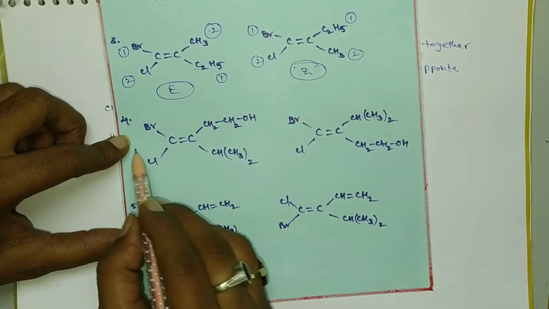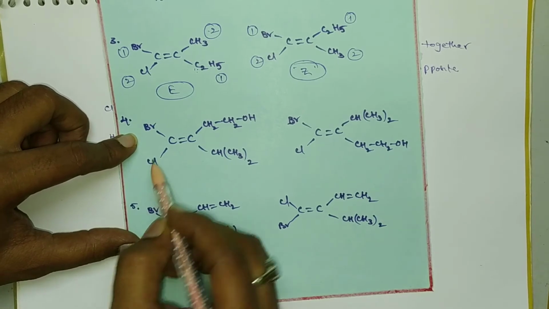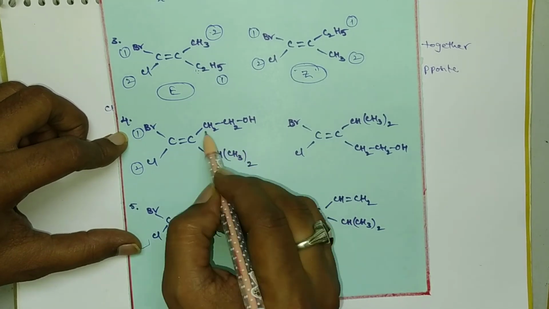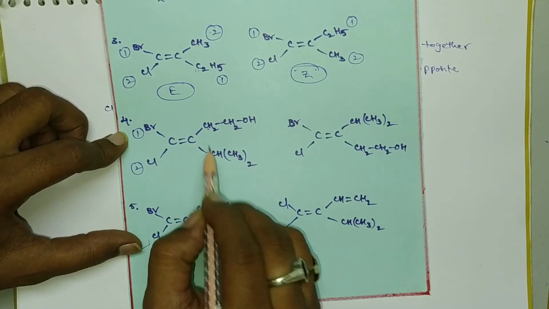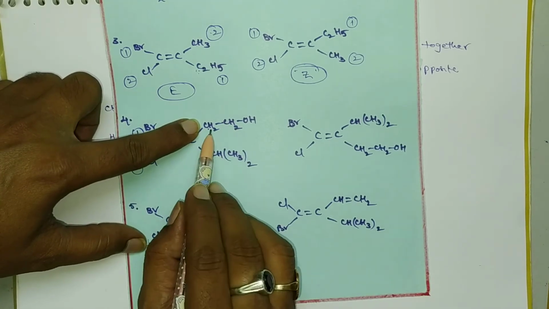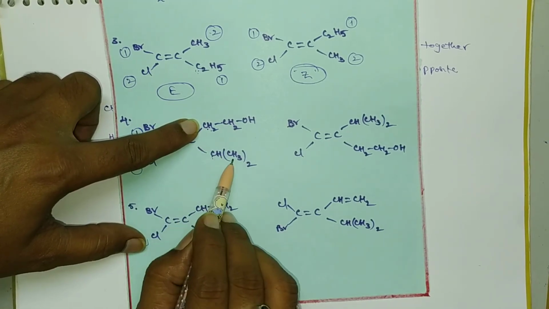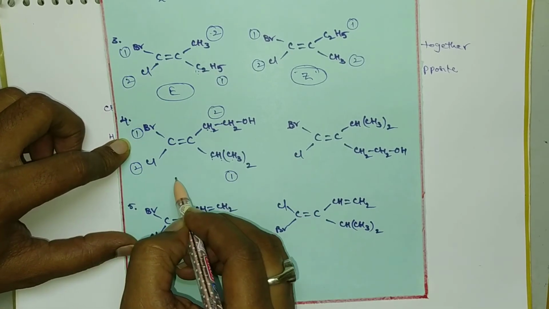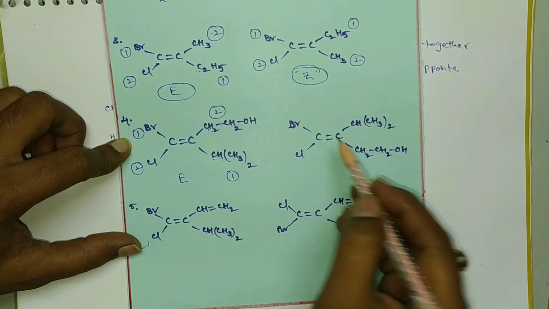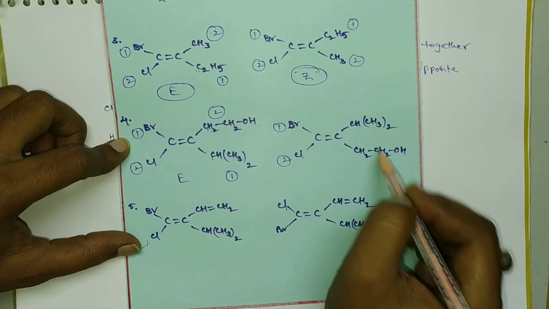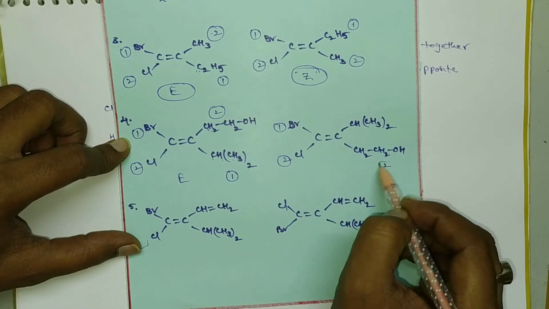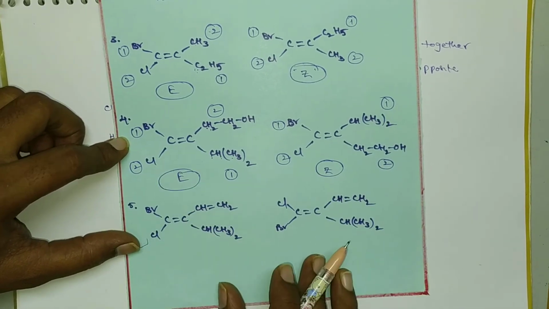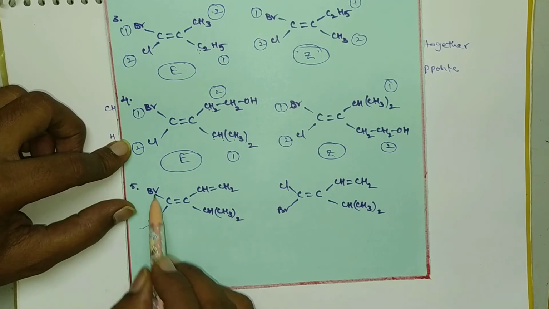Next, in this one, bromine and chlorine are there, so it is 1 and 2. Here carbon is there and here also carbon is there. But this carbon is attached to one carbon and two hydrogens, and this carbon is attached to two carbons and one hydrogen. So this will get highest priority, 1 and 2. So here it is trans, trans means E. Here both are exchanged, so this is second preference and this is first preference. So here it is cis, and cis means Z.